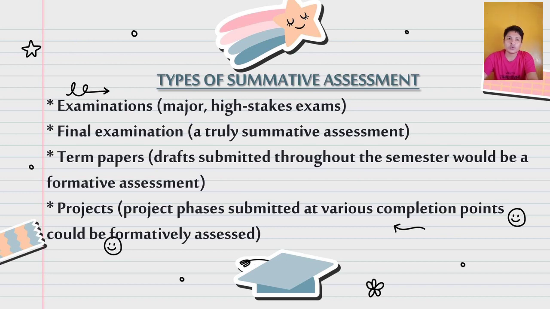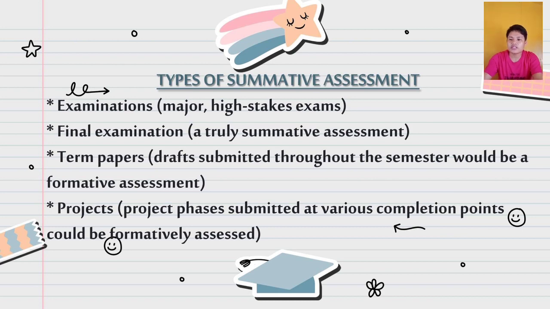So when you're going to check their term papers before it is to be passed as a final paper, it is a form of formative assessment to spot what are the things that need improvement, what are the areas that need improvement in their term paper. So that is a form of formative assessment. However, if they will pass the term paper as an output, no, as a product, it is already a summative assessment. So you can have that.